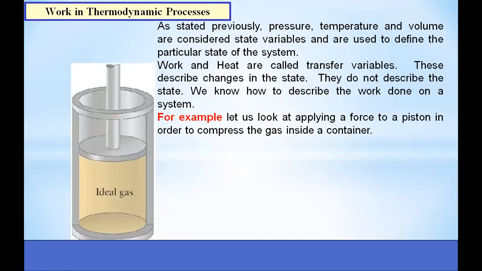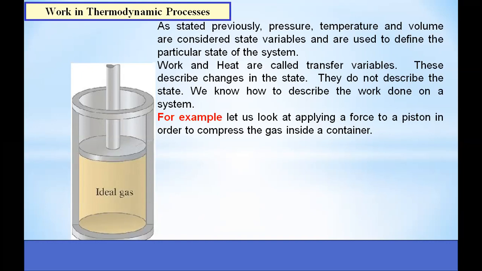Now, work in thermodynamics. As we said previously, pressure, temperature, and volume are considered state variables and are used to define the particular state of the system, which are P, V, and T. Then work and heat are called transfer variables. These describe changes in the state. They don't describe the state. We know how to describe the work done on the system.